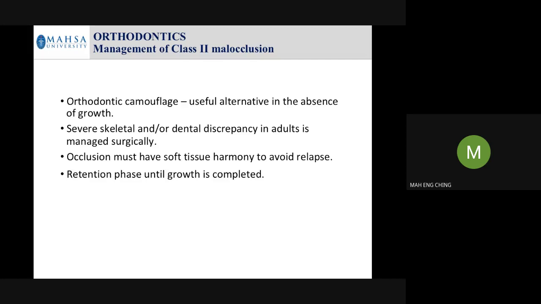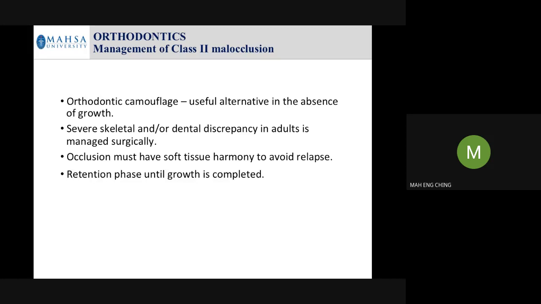Occlusion must have a soft tissue harmony to avoid relapse. So after you align all the teeth, the lower lip should cover the upper incisal, which is called the lip competency or the soft tissue harmony. This can avoid the relapse of the overjet. So after you correct this overjet and overbite, if the patient cannot bring the lip together, I mean they're not going to have the lip competency, then this is not going to be stable.